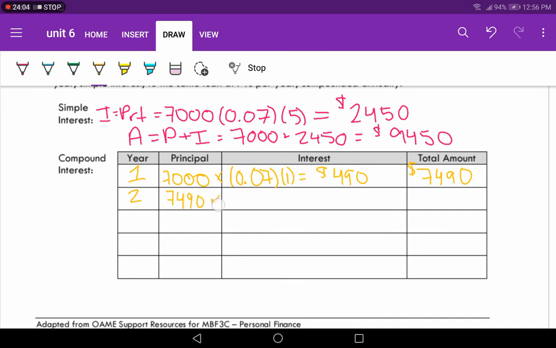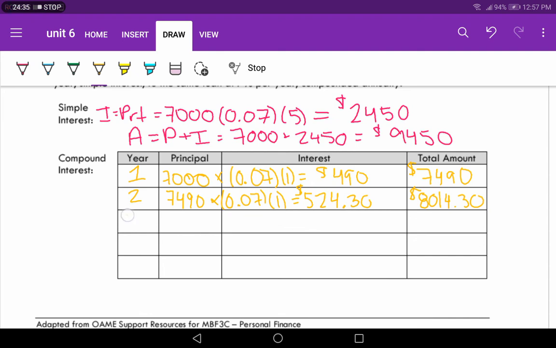Remember, the difference with compounding interest is that that total amount now becomes your principal. So now you're accumulating interest on that new value. So again, you're always going to multiply it by 0.07 and 1 because we're just trying to figure out interest in this year. In that next year, you now accumulated over $500 in interest. So your new total amount that you're owing, if you add those together, is over $8,000.